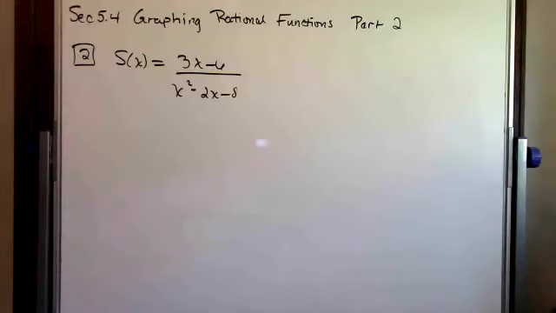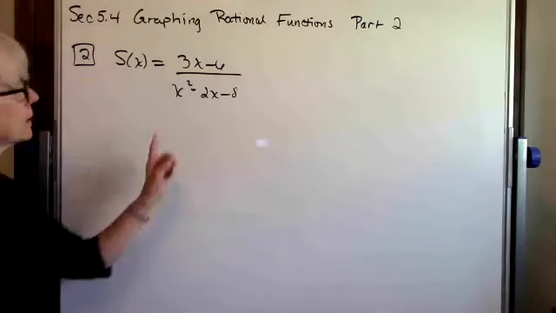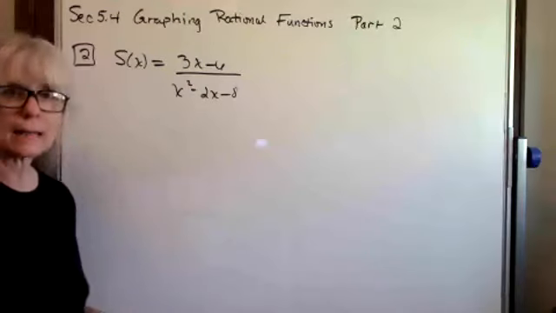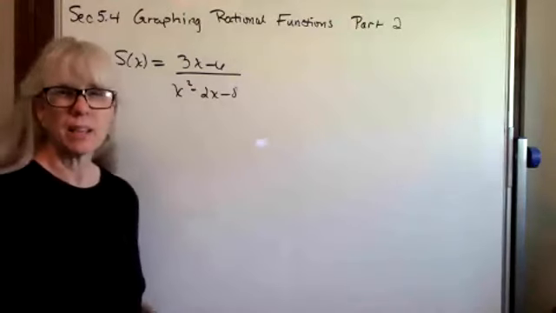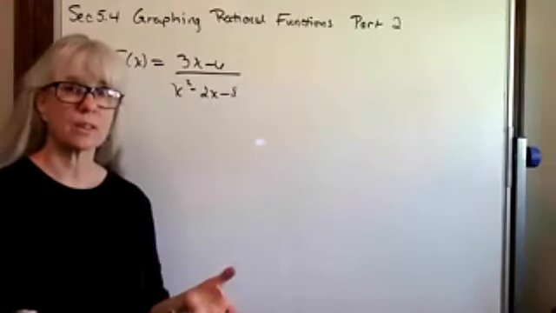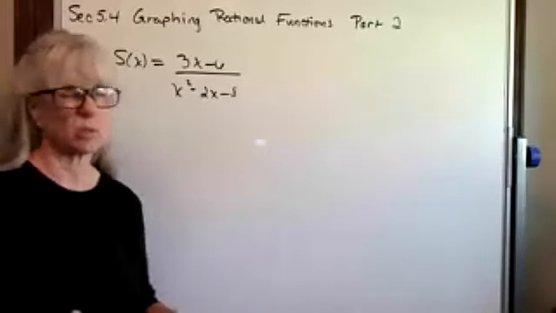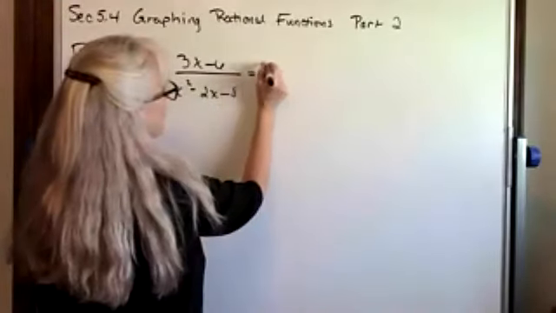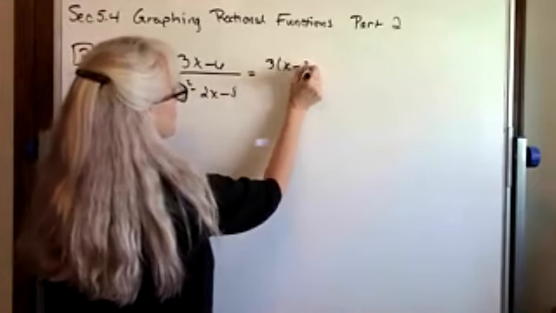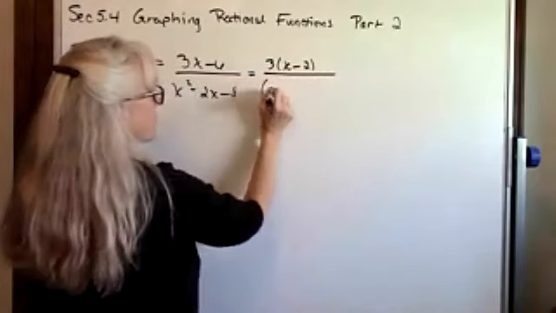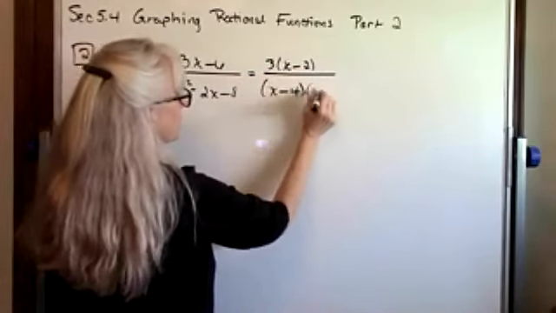So in example 2, the rational function is the quantity 3x minus 6 over the quantity x squared minus 2x minus 8. In general, the very first thing I do is factor everything so I can pull information off without having to do a lot of writing. So in the numerator, we can go ahead and factor out a 3. That'll leave me with x minus 2. The denominator factors into x minus 4 and x plus 2.